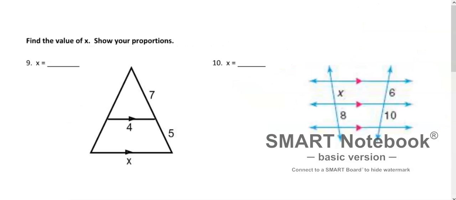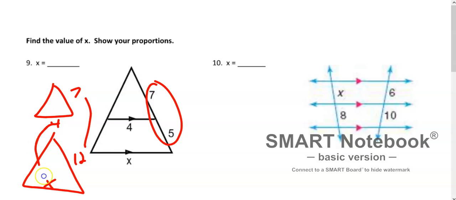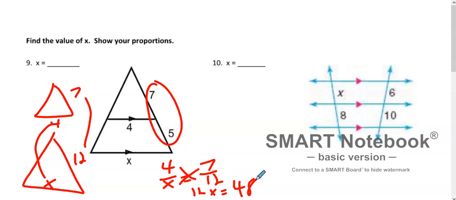All right, number 9. I really suggest here you do the 2 triangles. Okay, so we have 4 and 7, and here we have X, and be careful, this side is 7 plus 5, which is 12. These correspond and these correspond. So 4 over X equals 7 over 12. If you multiply, you get 12X equals 48. Then we divide by 12, you get the answer, 48.